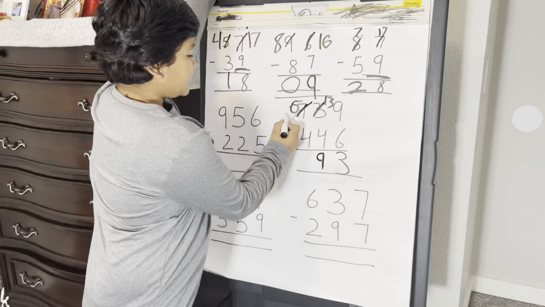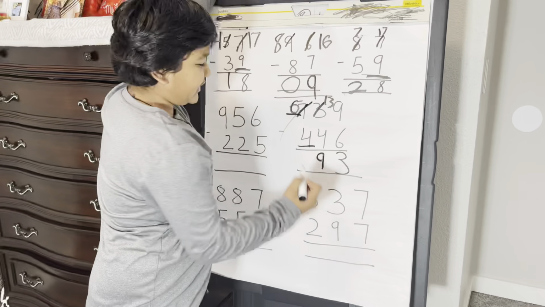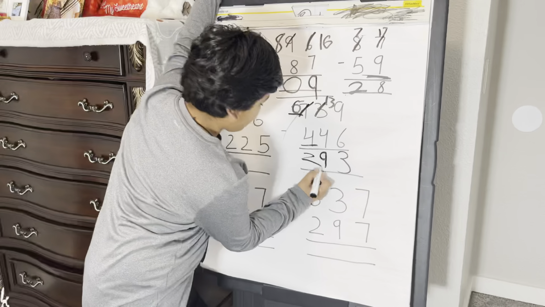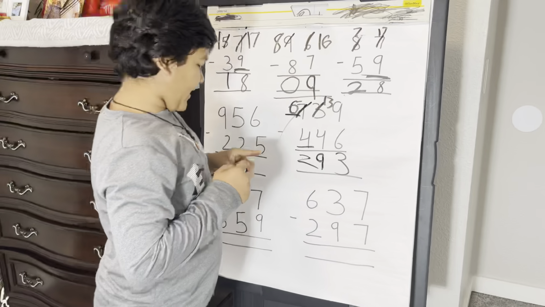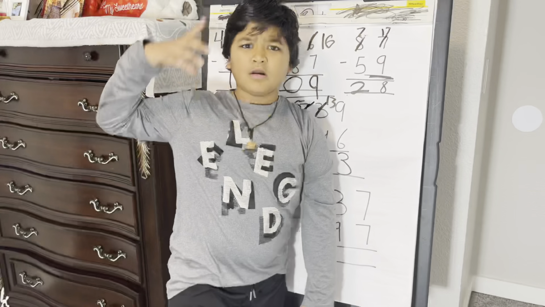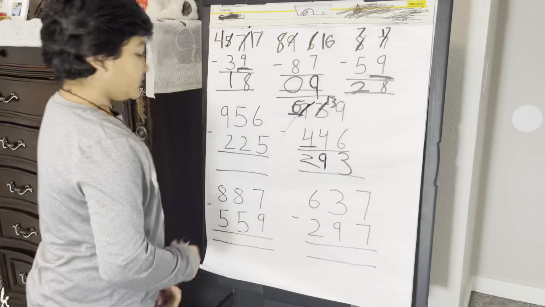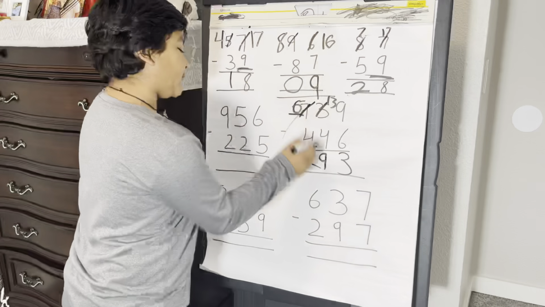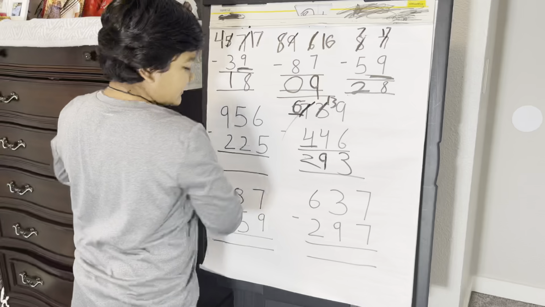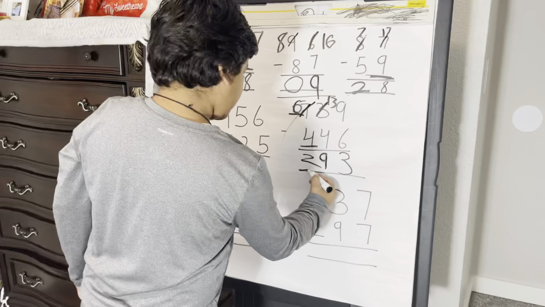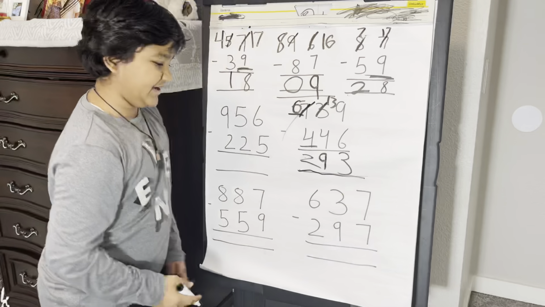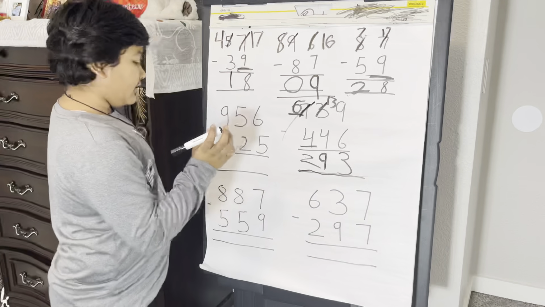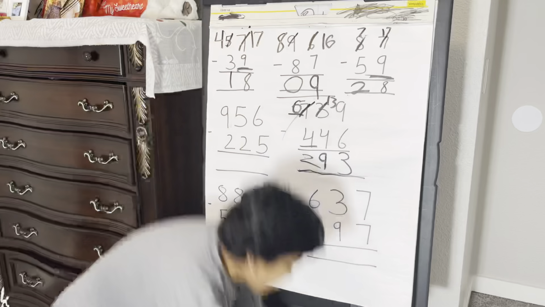And then 6 minus 4 equals 2. And why? 4, 5, 6, 2. So on your answer, on 739 minus 446 equals 293. Now, let's move on to the bottom, and then that, and then that. Okay.